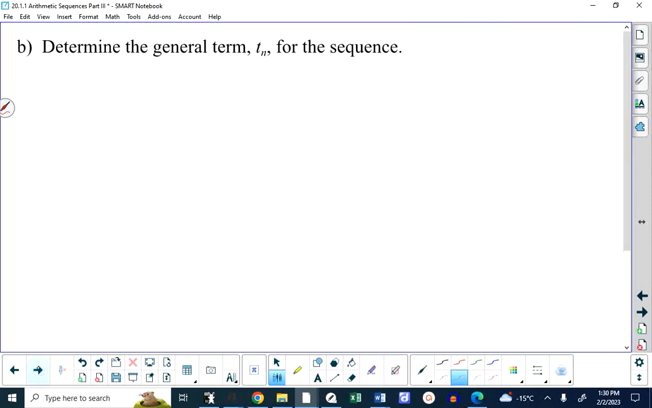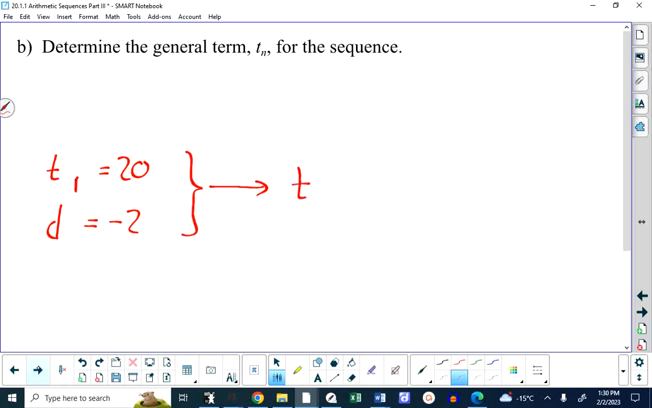B, what's the general term? Okay, well, we keep doing the same thing over. We've done this at least 4 or 5 times. The first term is 20. The common difference is negative 2. We load those into this, and we simplify. That's it. It's just in the context of cereal boxes.